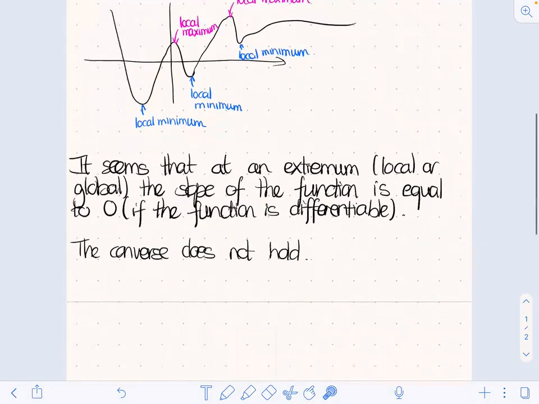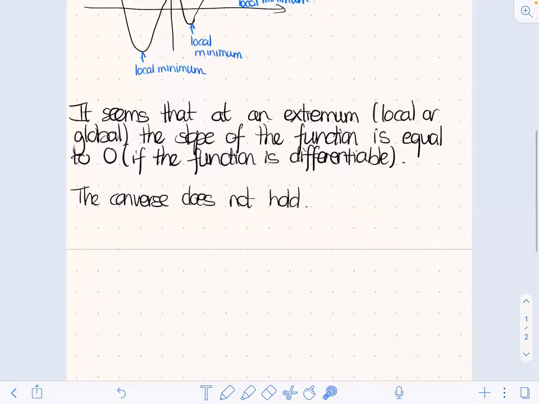And one way that you can see that it does not hold is an example that's in your notes. If we take x cubed at 0, the derivative of x cubed is 3x squared. The derivative of this at 0 is equal to 0. So the slope is equal to 0, but 0 is absolutely not a minimum or a maximum for the function, because the sign of the derivative does not change on either side of that point.